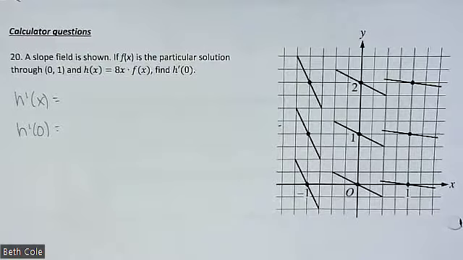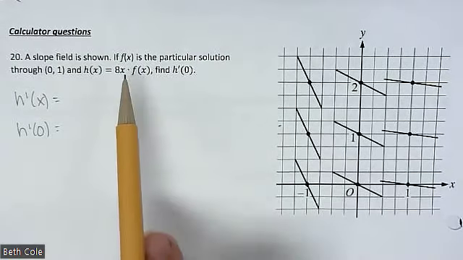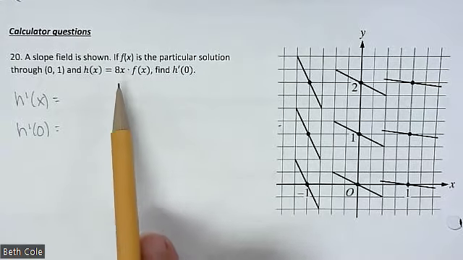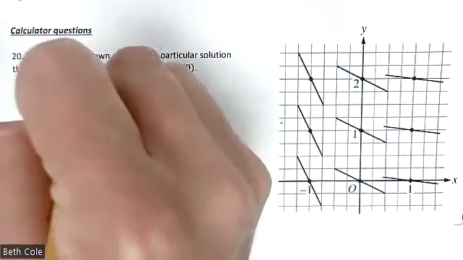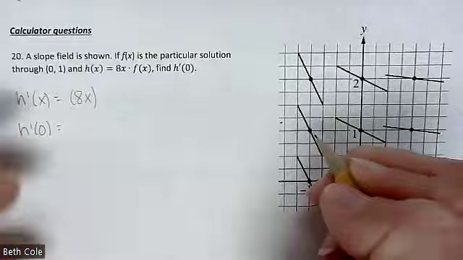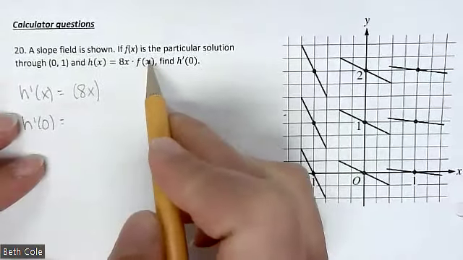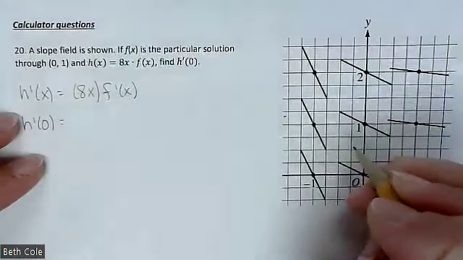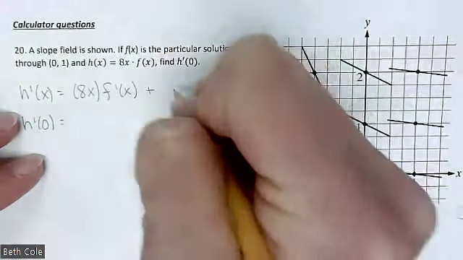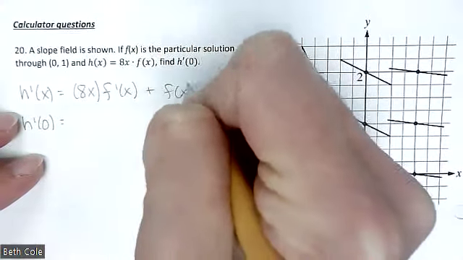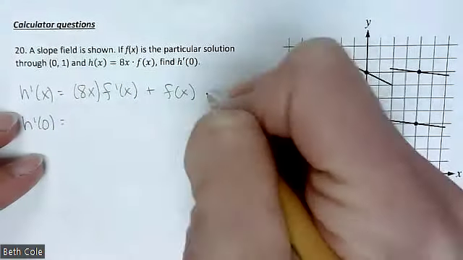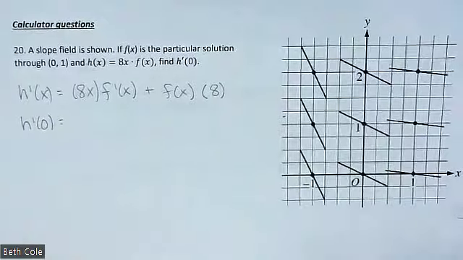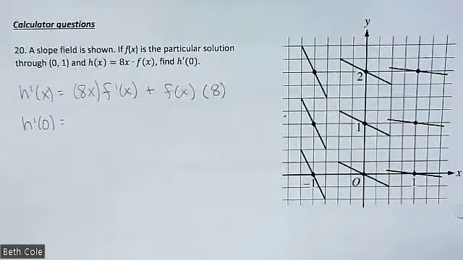So what rule do you need to get this derivative? Product rule. Good. Okay, so product rule is the first thing. So 8x times the derivative of the second, which would just be f prime, plus the second thing, f of x, times the derivative of the first, which is just 8. So it's just a product rule.